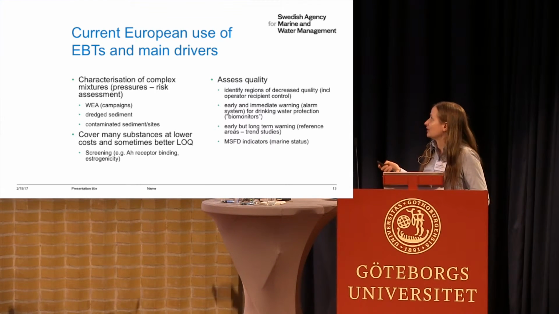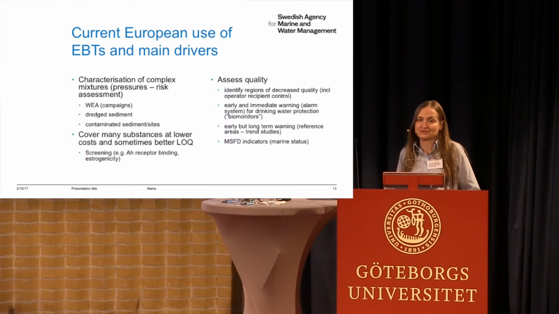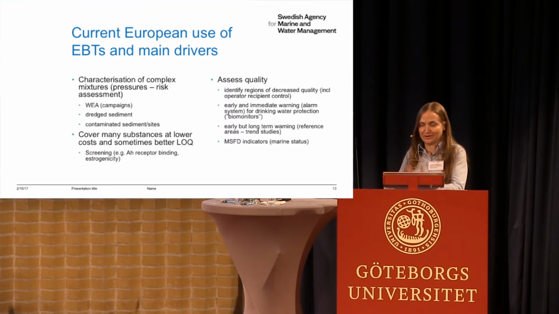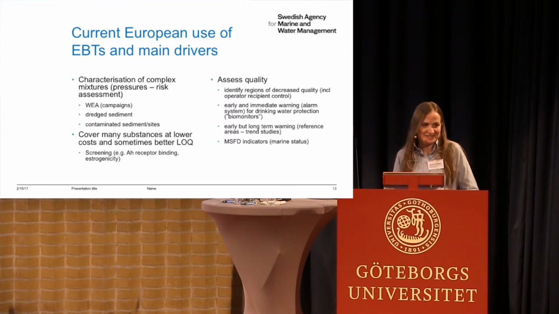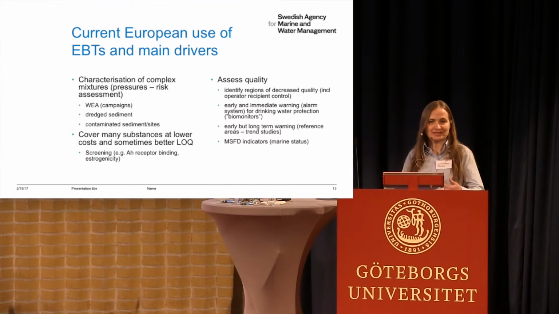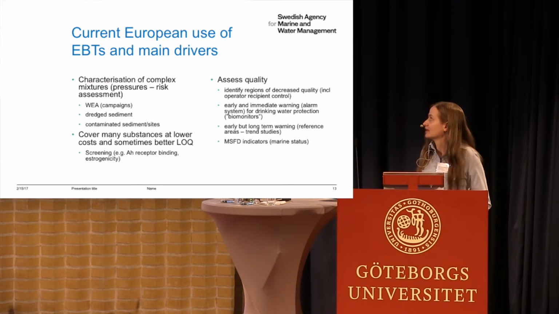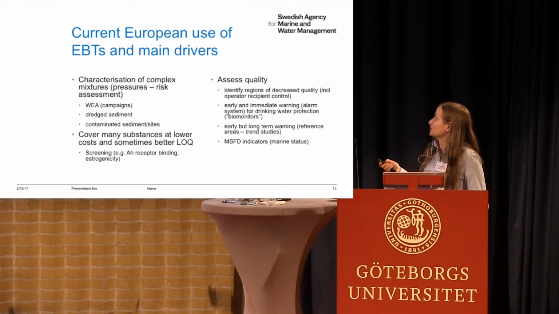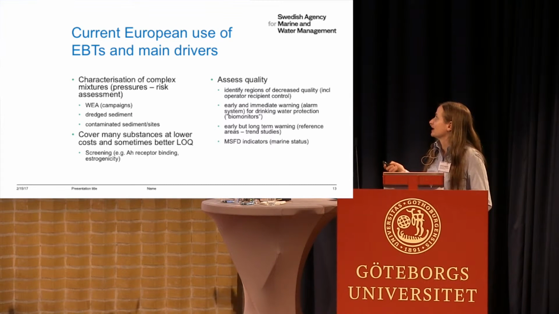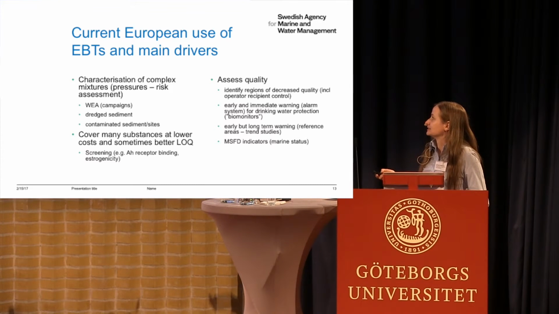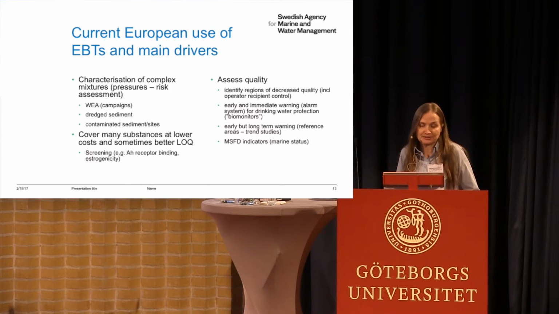In Holland, for example, they also use effect-based tools as an alarm system to have an indication about drinking water safety. So if they have a continuous toxicity test, I would say, to see if there is an effect, then they immediately close the water intake and check, is there something in here? So that's also early warning, but very immediate warning. And of course, you also identify regions with lower quality areas.